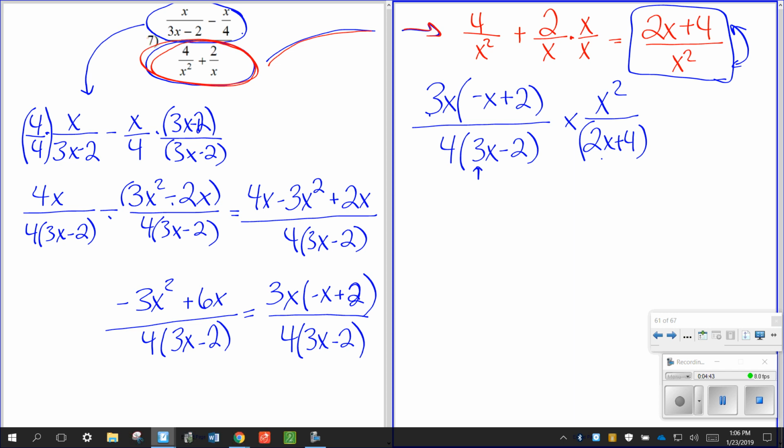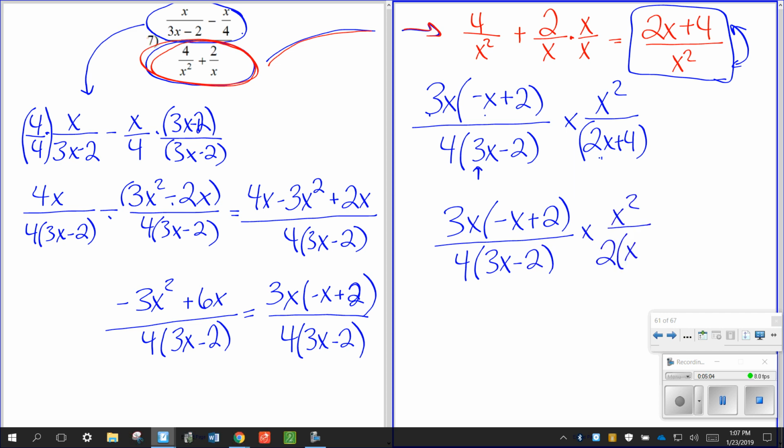Okay. So I have a negative x plus 2. What if I were to factor a 2 out of that denominator? I would have 3x negative x plus 2. That's not going to be right either. 4, 3x minus 2, times x squared over 2, factor out of 2 here, times x plus 2. X plus 2 is not the same as negative x plus 2, so I still can't do anything with that.